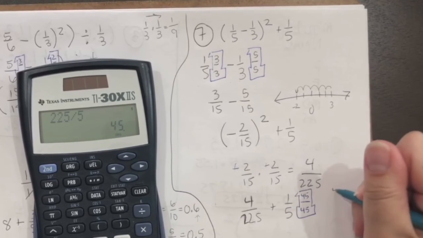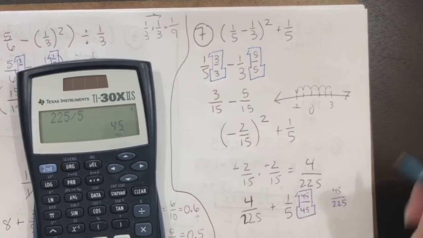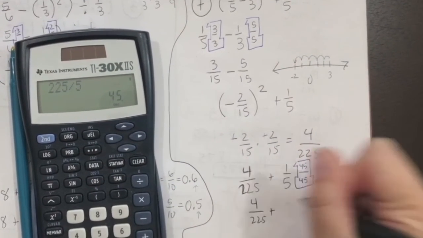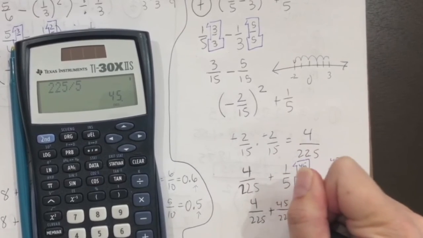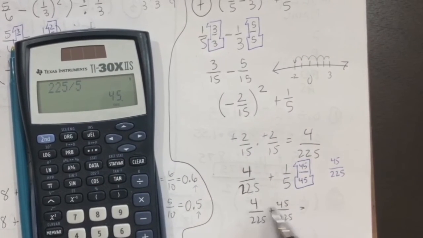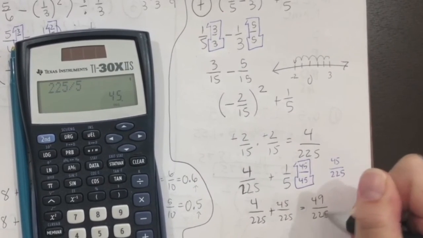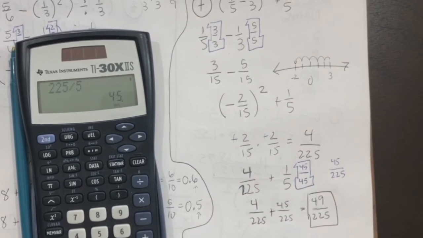And that will give us 45/225. So we'll have 4/225 plus 45/225, and that'll be 4 and 45, which is going to be 49/225. And I don't think that reduces, because 49 will factor to 1 times 49 or 7 times 7, and there's no 7 in 225. You could double check. 225 divided by 7. Nope, not even.